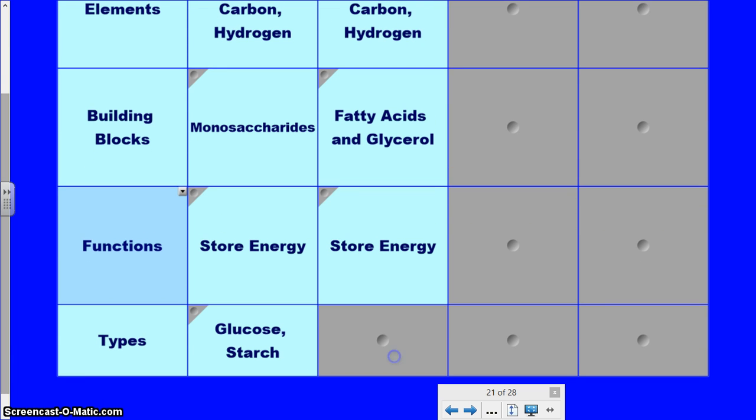And the types: fats, steroids, a common steroid would be cholesterol. You find phospholipids, another type. They're the ones that are a big component of your cell membrane. I'll give you a little bit here if you need to write these down before we move on to the next one.